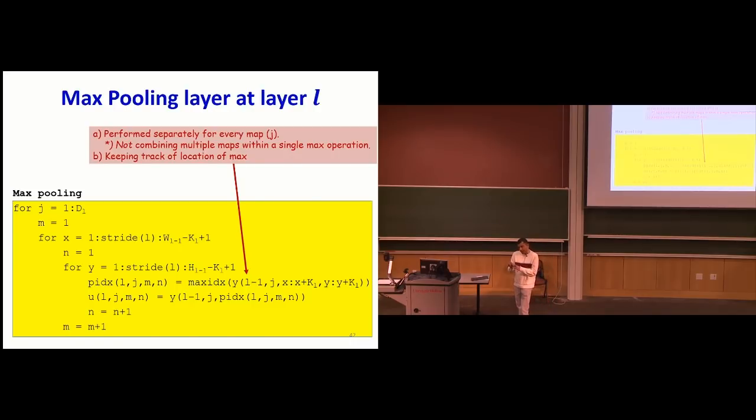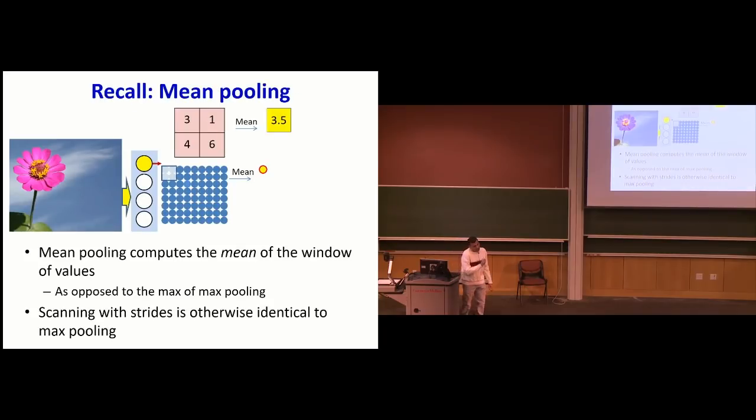The first one is identifying the location of the maximum, and the second step is copying this value into the output. And this two-step process is important because if we just combined both and simply picked up the max, we would not be able to backpropagate errors later. So this two-step process is essential for backpropagation.